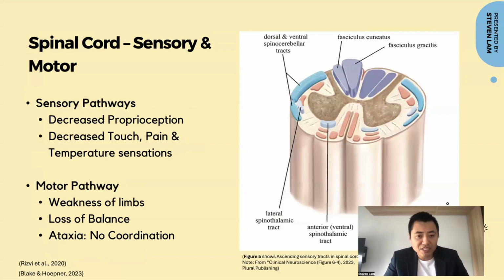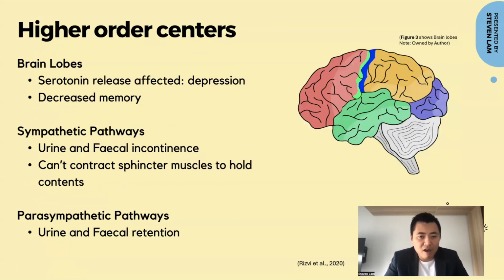Okay, so if you have lesions of the spinal cord, it depends on the location of the lesion. So if it affects these sensory areas, you start to get decreased proprioception, decreased touch, pain, and temperature sensations. If it affects the motor pathway, you get weaknesses of limbs, loss of balance, and ataxia, which is also known as no coordination.